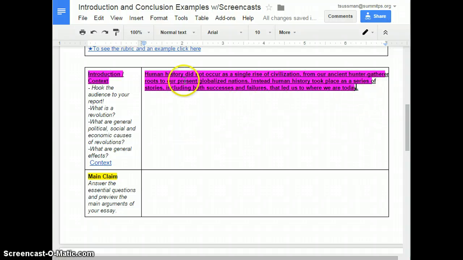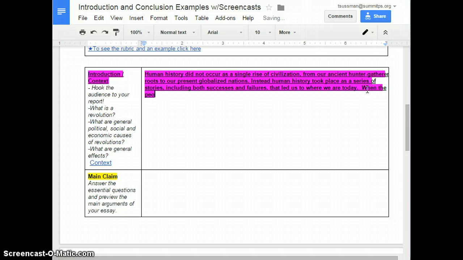This way I'm sort of explaining already. This is all in the hook, by the way. So this is more or less from your own opinion. You're trying to excite the reader. So I'm saying humans didn't just rise up to form great civilizations. Instead, there was rises and falls, both successes and failures that led us to where we are today. I'm now going to dive into what a revolution is and tie it directly back to my hook.